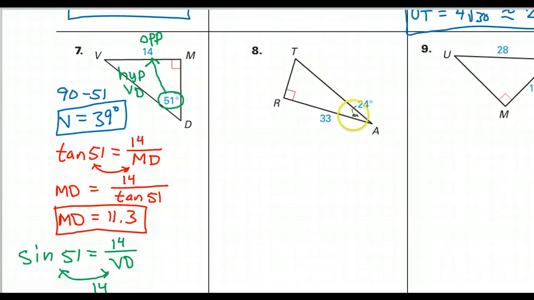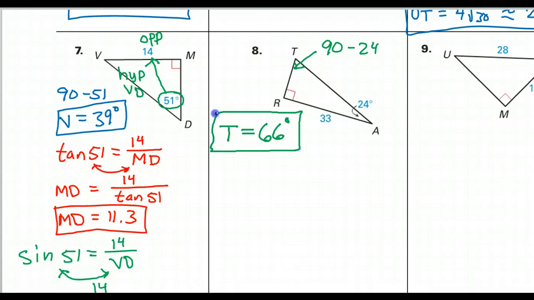Time for number 8. Let's get the easy one out of the way. Angle T should just be 90 minus 24. So that's going to be 66. So angle T equals 66 degrees. Put a box on that. Okay, what's next? Let's find TR.